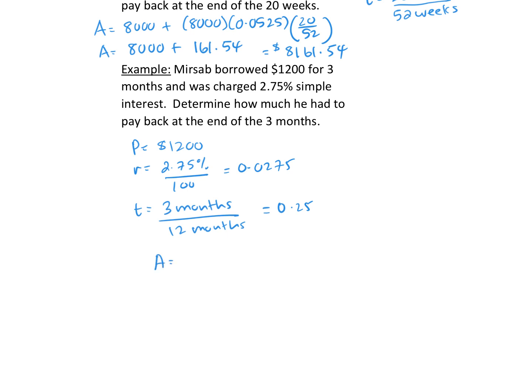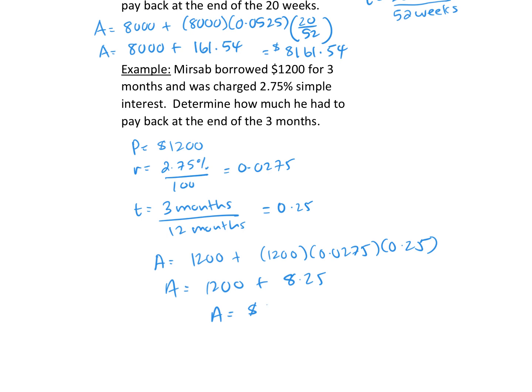So how much would he have to pay back at the end? He would have to pay back the $1,200 he borrowed, plus the interest. So let's calculate the interest to add on to the 1,200. And that is $8.25. So he would owe $1,208.25. So that is simple interest. In the next lesson, we will look at compound interest.